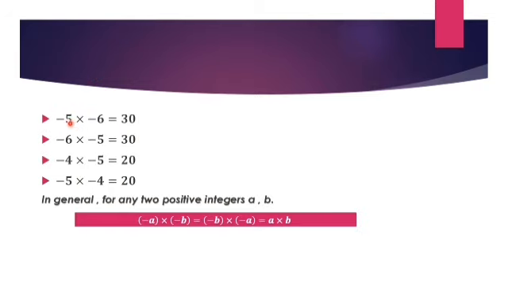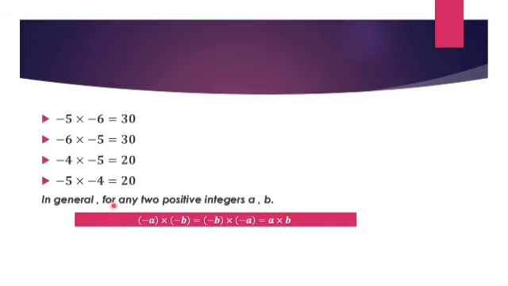And I'll give you one more example. Minus 5 into minus 6, both of them are negative. We simply multiply 5 into 6, 30, and put a positive sign because both of them are negative. And the next case, minus 6 into minus 5: 6 into 5, 30, and put a positive sign. 30 means a positive 30. And this third case, minus 4 into minus 5, 4 into 5, 20. Minus 5 into minus 4, 5 into 4 is 20.